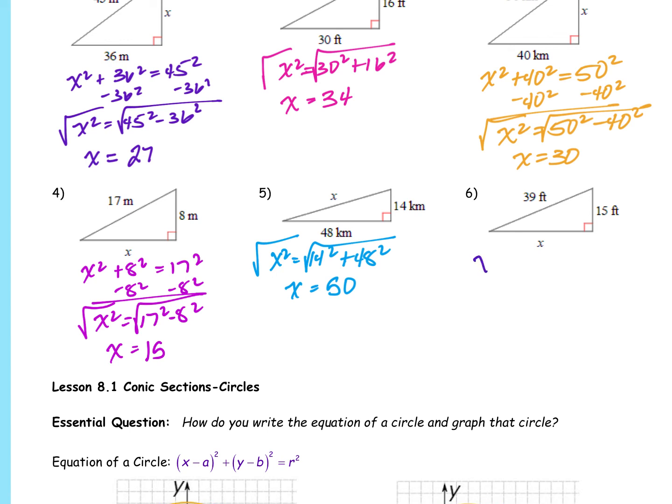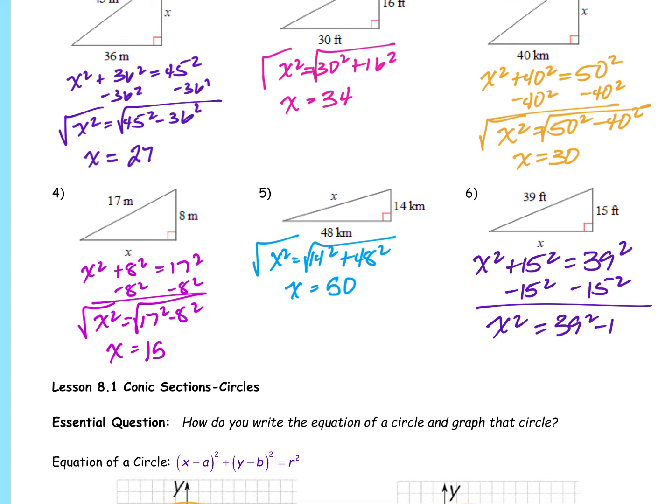And then the last one, I have X squared plus 15 squared equals 39 squared. Oh, I did hit join. Okay. So subtract 15 squared. And I get X squared equals 39 squared minus 15 squared, square root that, and X is going to equal 36. Okay? Hope anybody have any questions on the Pythagorean theorem?